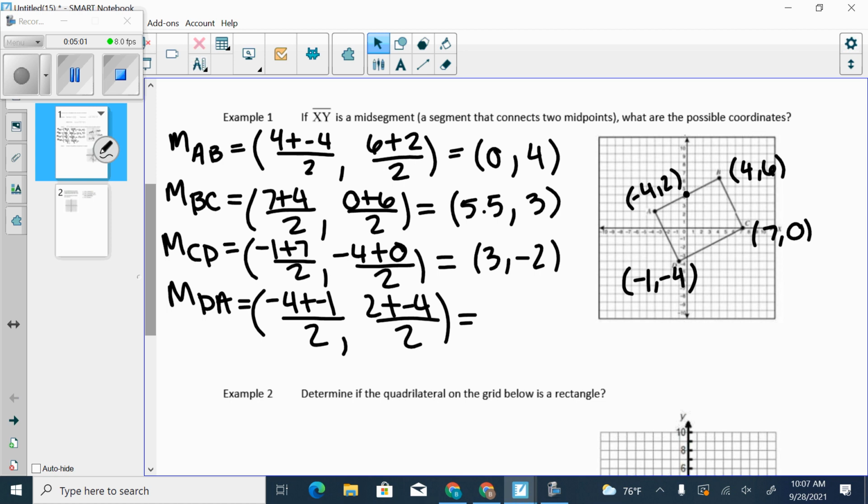All right. What is negative 4 plus negative 1? Negative 5, and negative 5 divided by 2 is good. And 2 plus negative 4? Negative 2, and negative 2 divided by 2. So any of these coordinate points could have been the midpoint that XY was. Okay? All right.